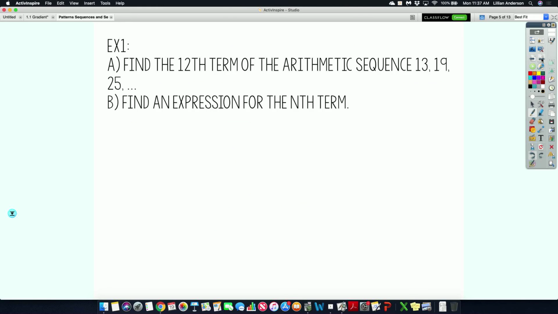Let's look at an example. I need to find the 12th term of the arithmetic sequence 13, 19, 25, dot dot dot. The ellipses mean to go on forever. Then find an expression for the nth term. You always want to see if you can recognize whether or not this is arithmetic. 13, 19, 25. Does it increase or decrease by a constant value? What is that constant value? 6. Am I adding or subtracting it? You're adding it, so it's a positive 6. Because it does that, it is arithmetic. We're looking for the 12th term, which means that 12 is going to be what in our formula?